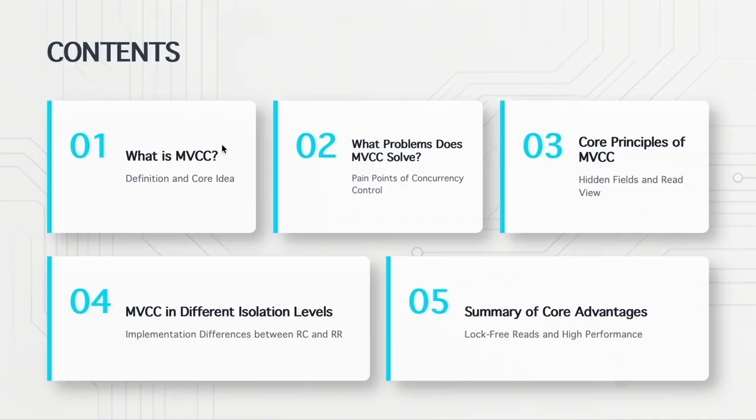Here is the roadmap of our discussion today. We will start by defining what MVCC is and its core ideas. Then we will look at the problem itself, particularly the pain points of traditional concurrency control. Next, we will dive into the core principles, focusing on hidden fields and the read-view mechanism. We will also see how MVCC behaves differently under various transaction isolation levels. Finally, we will summarize its key advantages. This structure will guide us from the what to the why and how.